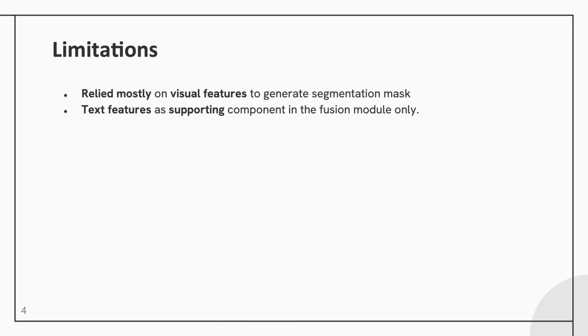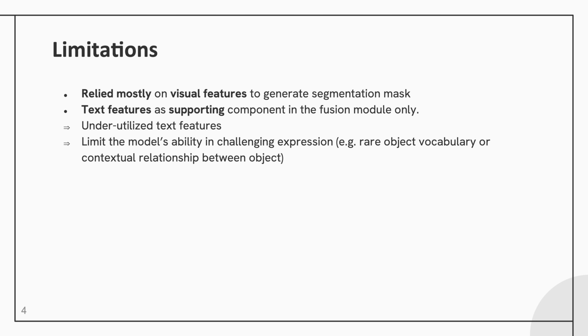This is because existing methods have relied mostly on visual features to generate the segmentation mask, while treating text features as a supporting component in the fusion module only. This underutilization of text features limits the model's capability in challenging expressions, especially in the case where the expression contains unseen object vocabulary or contextual relationships between objects.